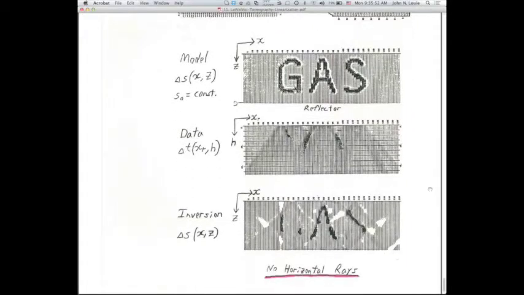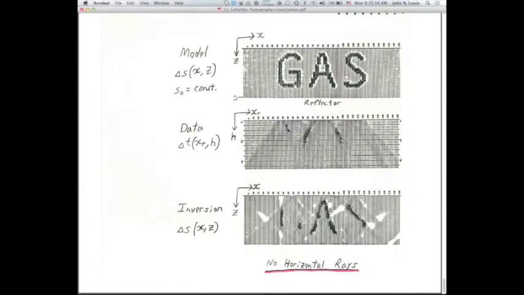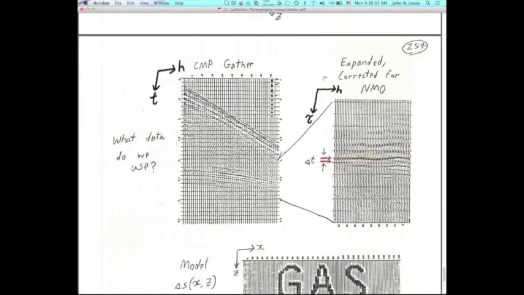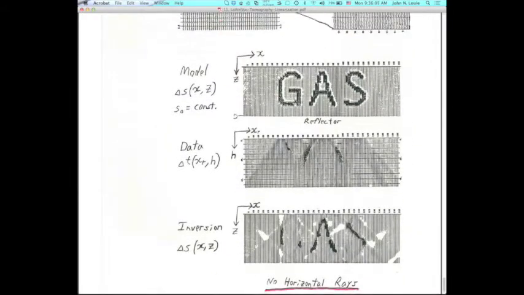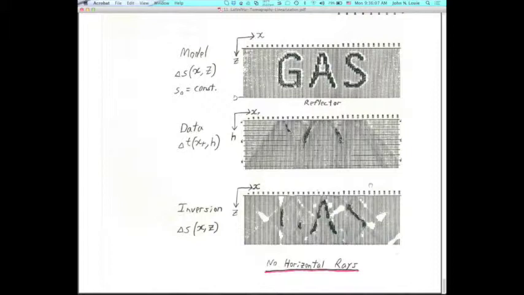So here's that flat reflector synthetic. This is an illustration of what data might look like. Here's a flat reflector synthetic, and this is the model space here. And you can see that a slowness perturbation has been added in here. It's got positive value, and it spells out gas.